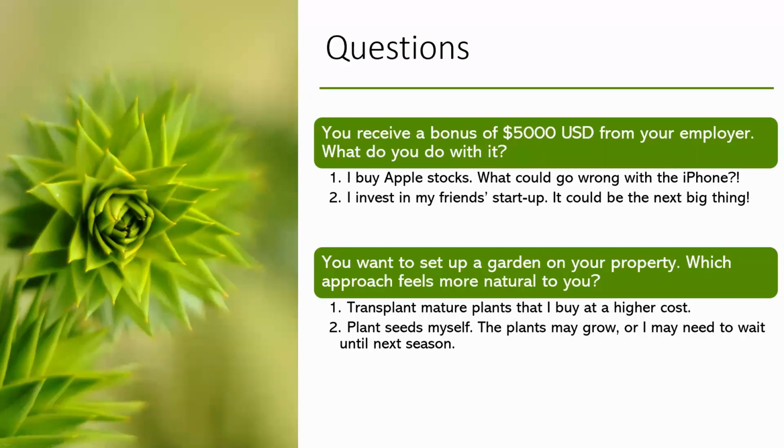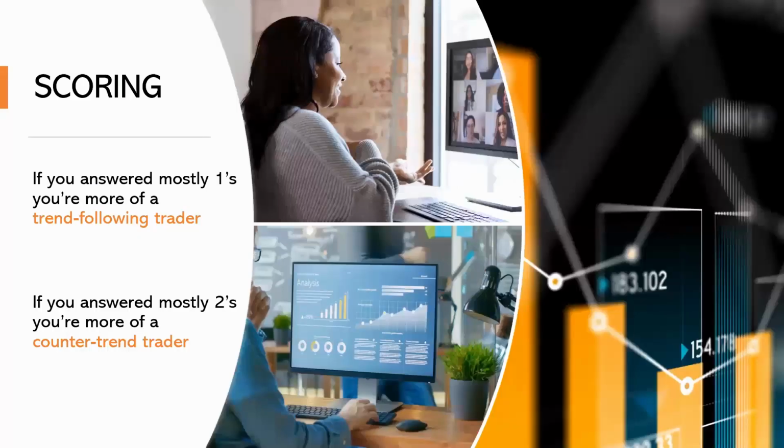And finally, you want to set up a garden in your house. Which approach is more suitable to you? Option 1, I'll buy mature plants and plant them into my garden. Or option 2, instead of plants, I will buy seeds and plant them. The seeds may grow, but maybe not this year. It may take a couple of years. Which option do you pick? 1 or 2?